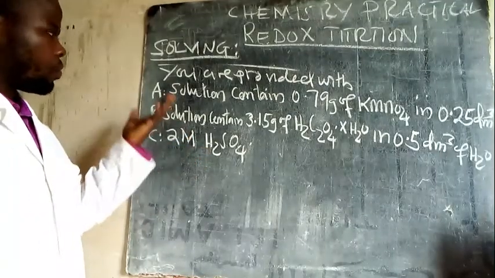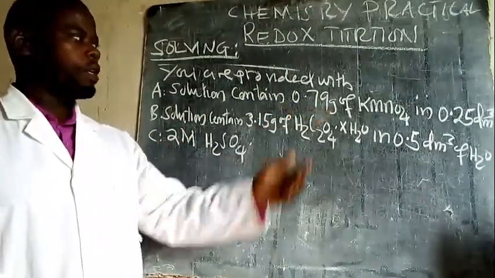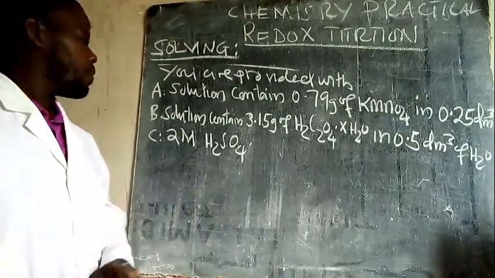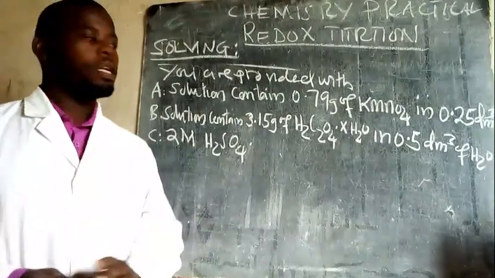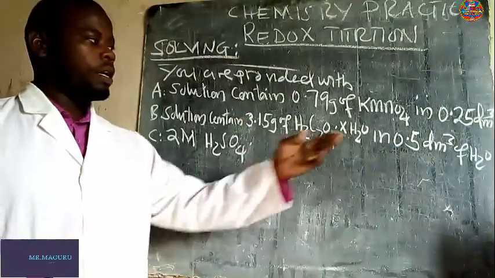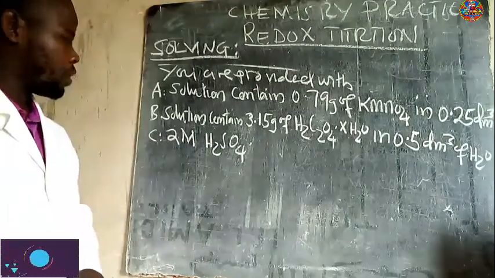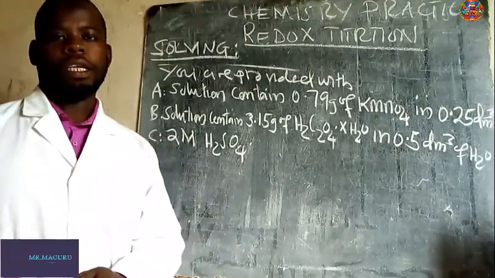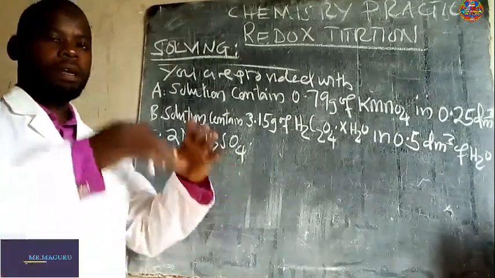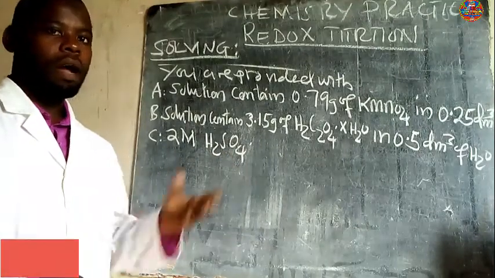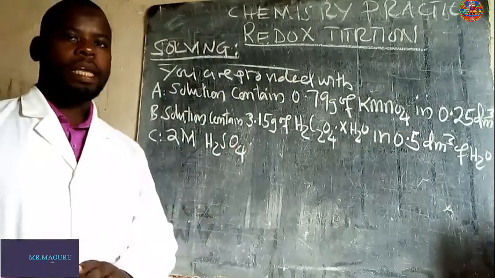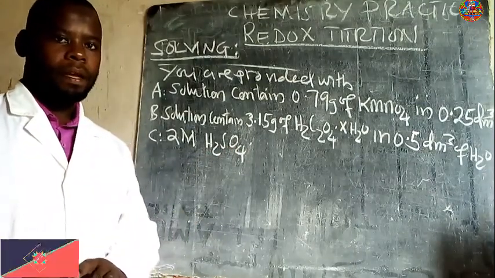Our solution was solution A. We have 0.79 potassium permanganate in 0.25 deciliter cube. We have solution B of hydrated oxalic acid, 3.15 grams in 0.5 deciliter cube of water. We have sulfuric acid, 2 molarity. So this is our data which we are going to use in solving. We have to note carefully without missing any number.